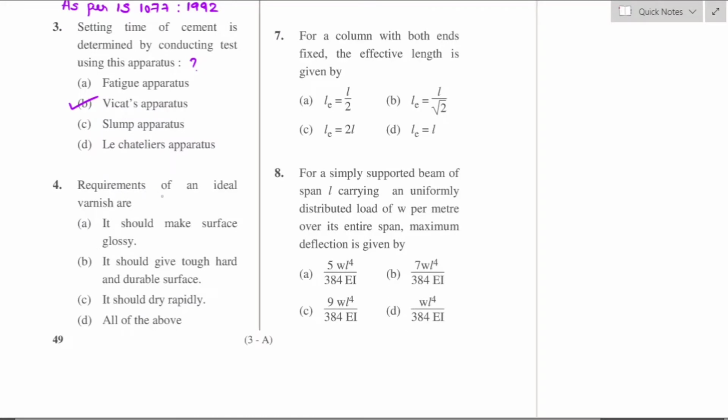Question number 4. Requirements of an ideal varnish are: varnish is a homogeneous solution of resin in oil, alcohol or turpentine, and type of solvent used depends upon type of the resin used. So for an ideal varnish, it should make surface glossy, it should give tough and hard durable surface, it should dry rapidly. So all of these options are correct. So the right answer is option D.